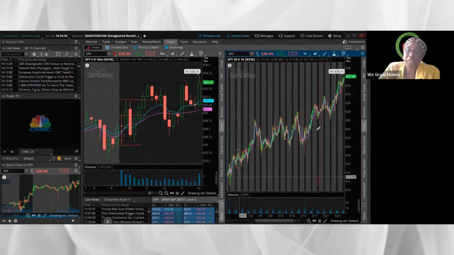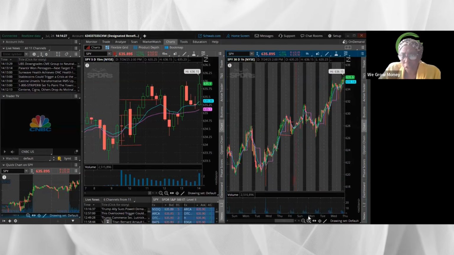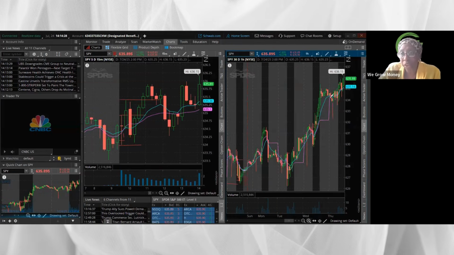Now, this represents the last 30 days, what the market has done. We've pretty much been on an uptrend. You clearly can see that. Zoom in if you want to look for gaps over the last 30 days.